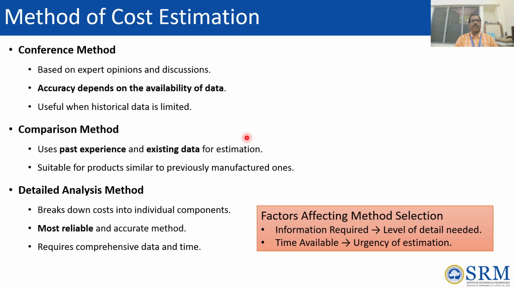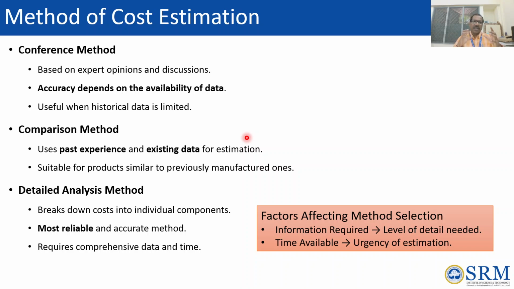The detailed analysis method is to break down the cost into individual components. You have to break down each and every element of your product into individual components, account for that, analyze that, and fix some prices. So forecast some prices for that. That is breaking down cost into individual components. It is the most reliable and accurate method in comparison with your previous two methods, the conference method and comparison method. But we need more comprehensive data, and also we need time.